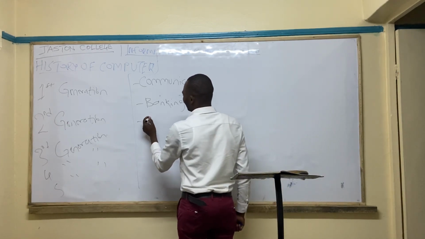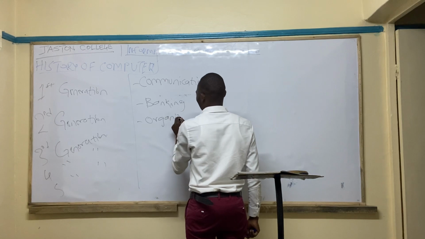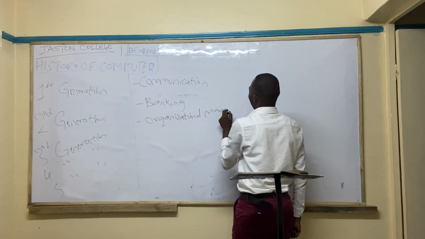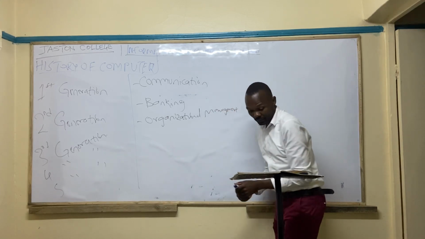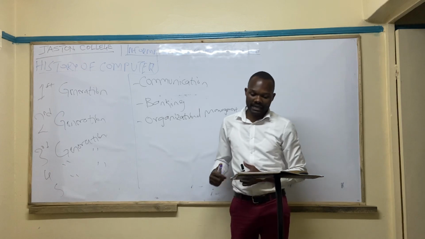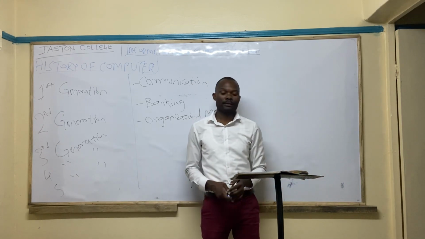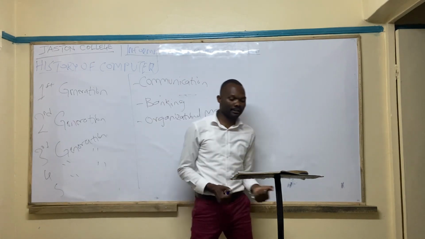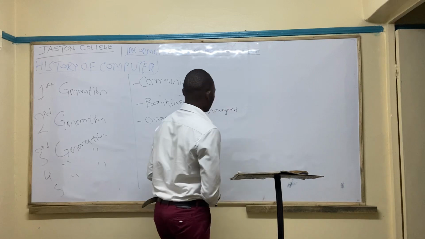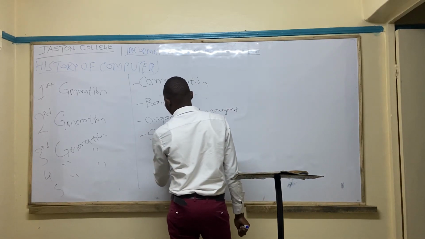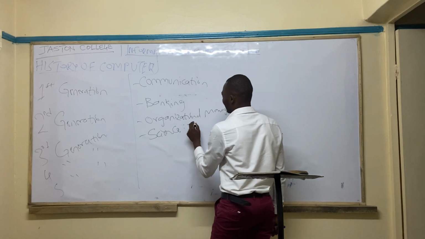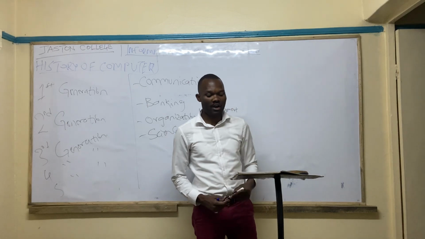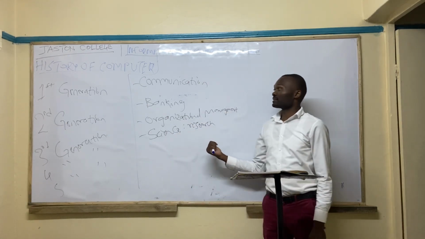The next one is organizational management. That is planning, decision making. You can also use it in sales, getting reports, understanding what is happening in the organization. Then you also have science. There's research in science. So you can use computers in doing research.